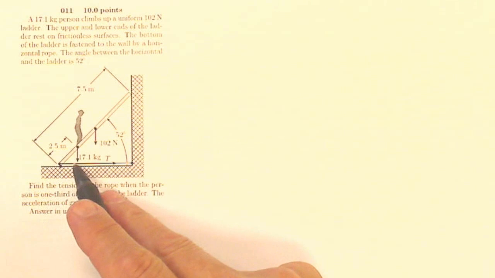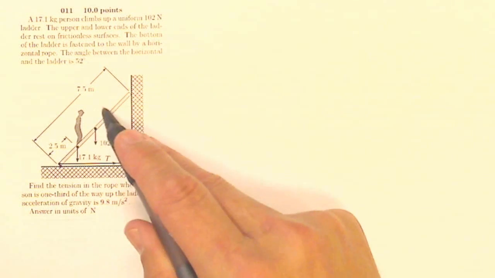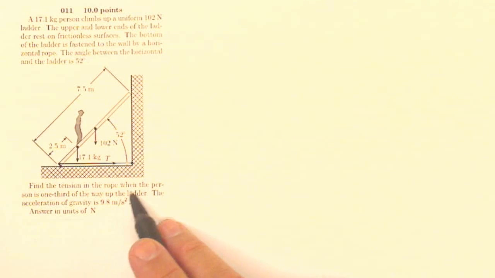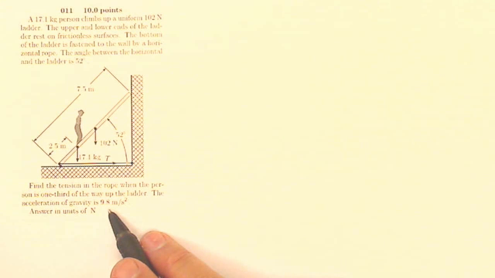A 17.1 kilogram person climbs up the uniform 102 Newton ladder. The upper and lower ends of the ladder rest on frictionless surfaces. The bottom of the ladder is fastened to the wall by a horizontal rope. The angle between the horizontal and the ladder is 52 degrees. Find the tension in the rope when the person is 1/3 of the way up the ladder. The acceleration of gravity is 9.8, answer in units of newtons.